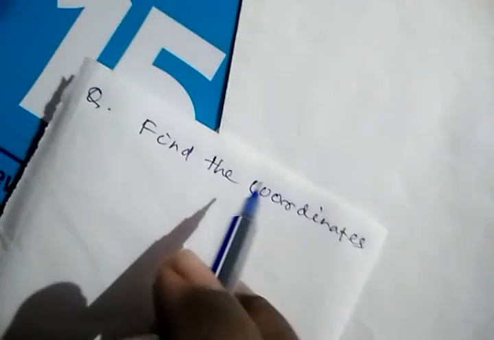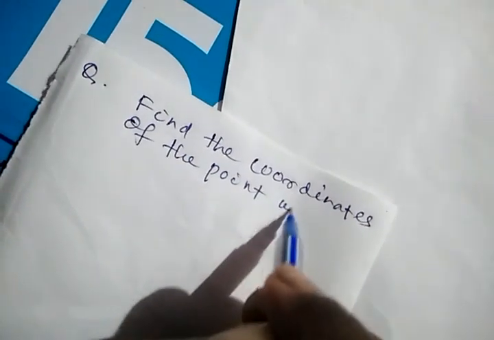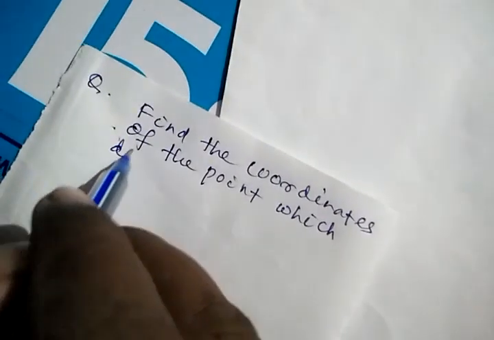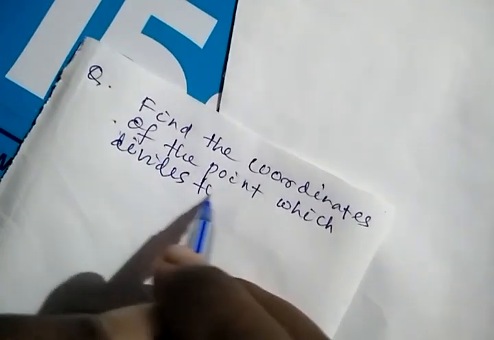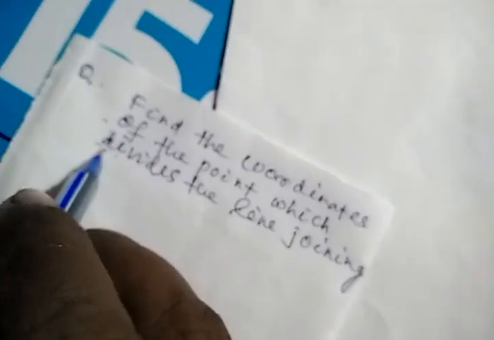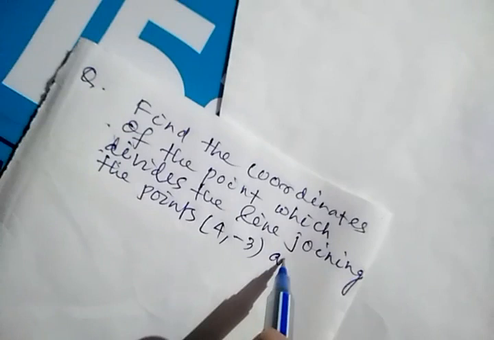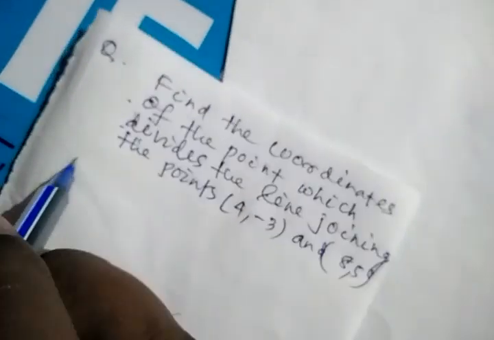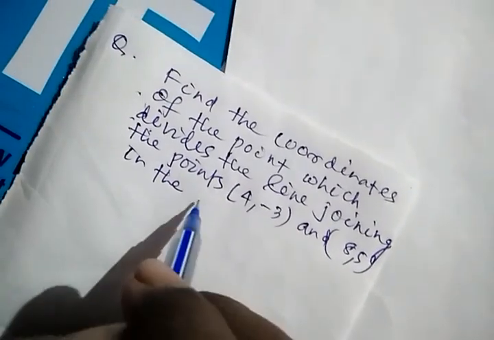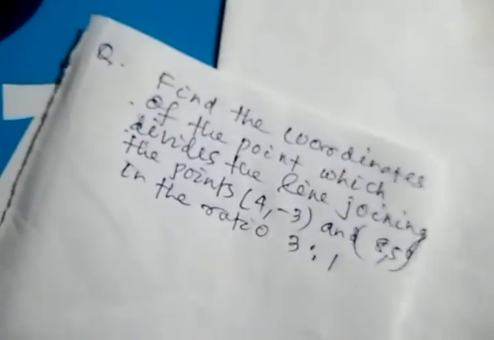Find the coordinates of the point which divides the line joining the points 4, -3 and 8, 5 in the ratio 3:1.